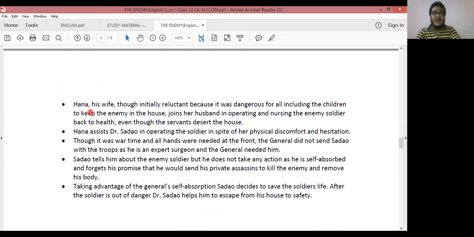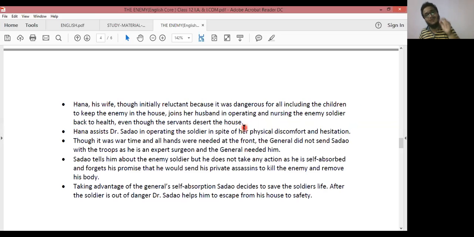Next comes Hannah, his wife. Next character, an important character. Though initially reluctant because it was dangerous for all, including the children, to keep the enemy in the house, she joins her husband in operating on and nursing the enemy soldier back to health, even though the servants desert the house. Desert the house means the servants refused and did not do anything. They left the house. Even the servants left the house.